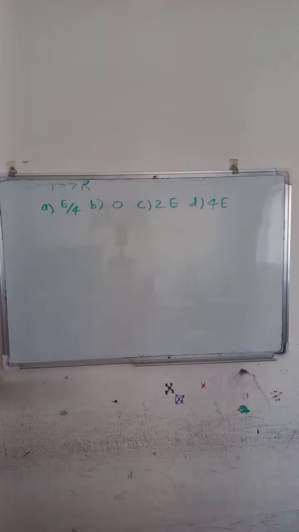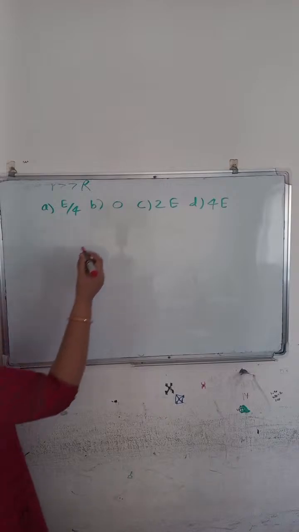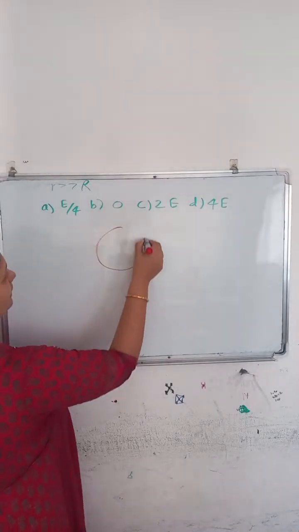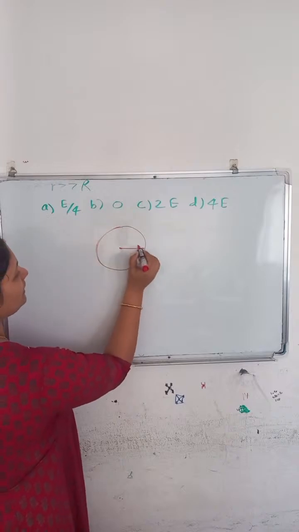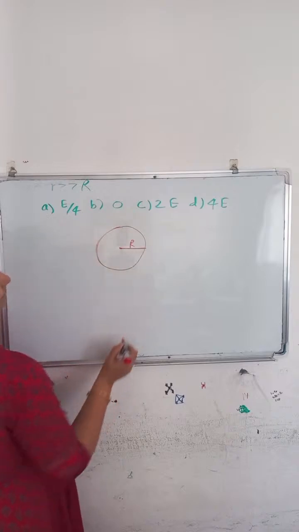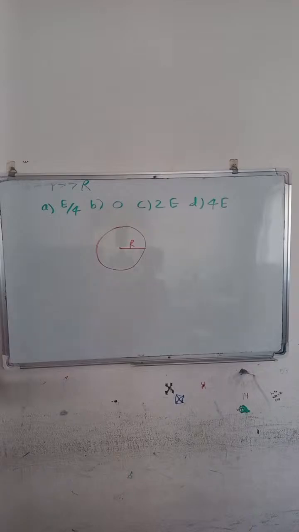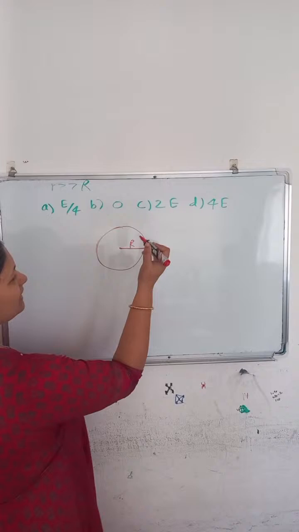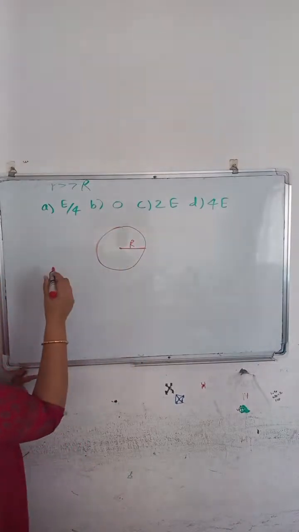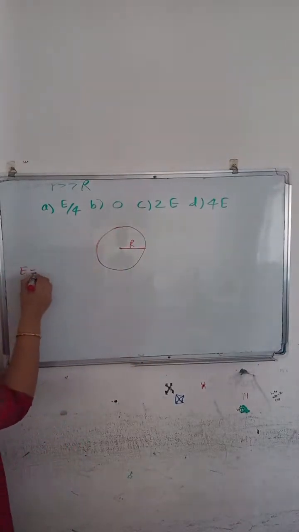Okay, so here they gave one spherical shell. This is the center, and this distance is r. When it is at point r there is some electric field. So in this case the electric field is nothing but kq by r square.